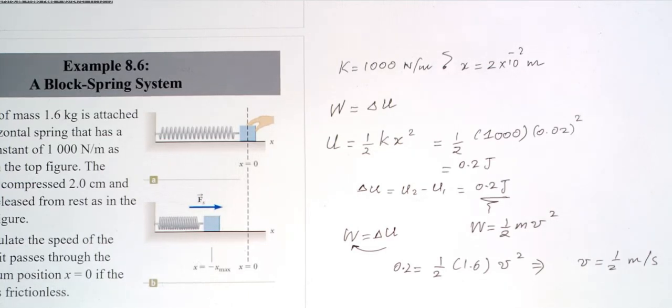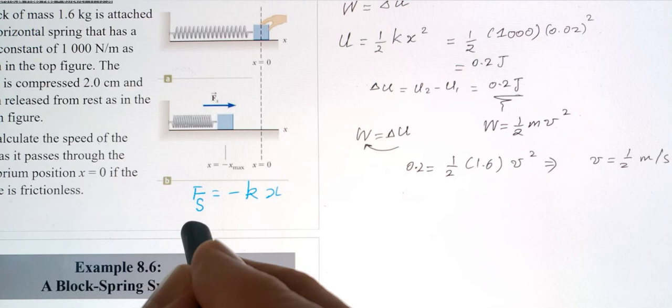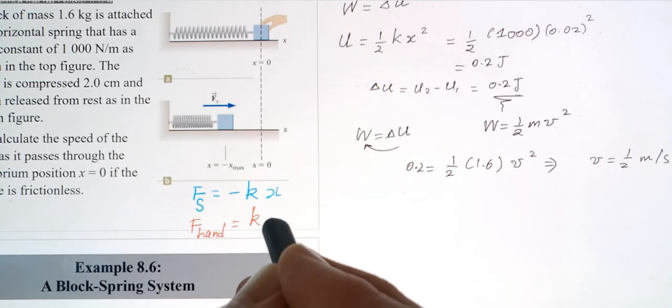And remember, when we talk about the force of the spring, we need to put a minus sign in Hooke's law. F is equal to minus kx when we talk about the force of the spring. The force of the hand is equal to kx.